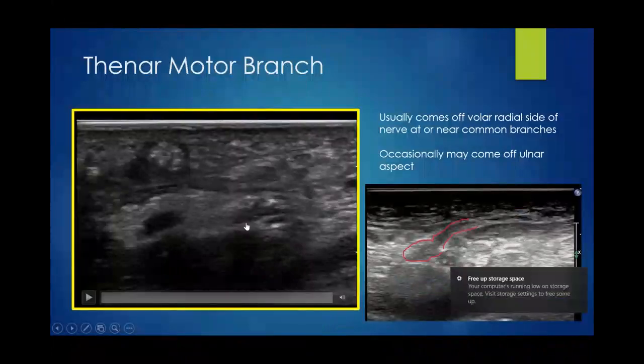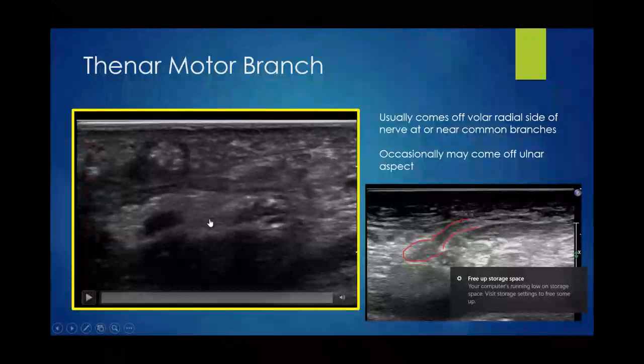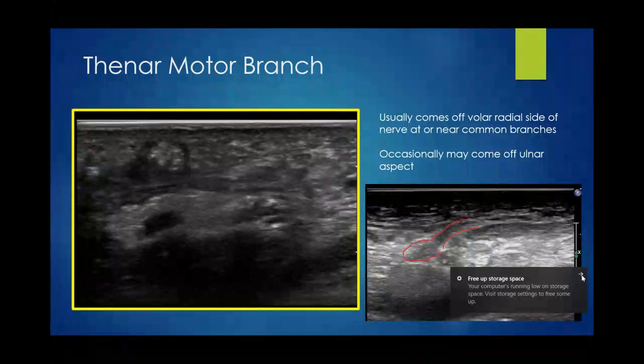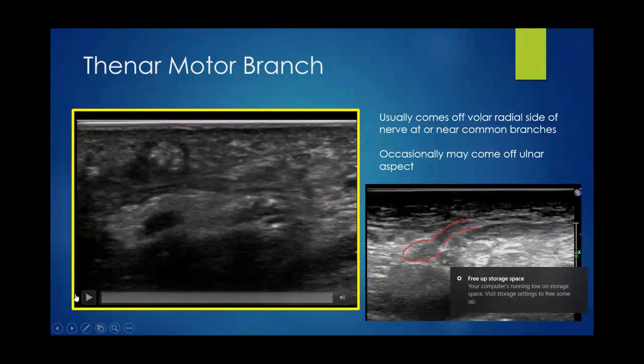Importantly, when doing these more advanced procedures, we need to ensure that we know all the structures that we would want to avoid, specifically the thenar motor branch. As we know, this is the motor branch that comes off typically from the radial aspect of the median nerve, and then would come back from a distal to proximal direction and enter into the thenar muscles.